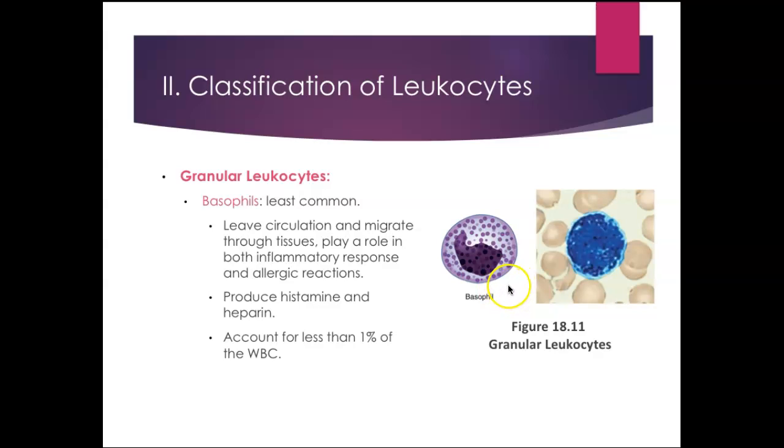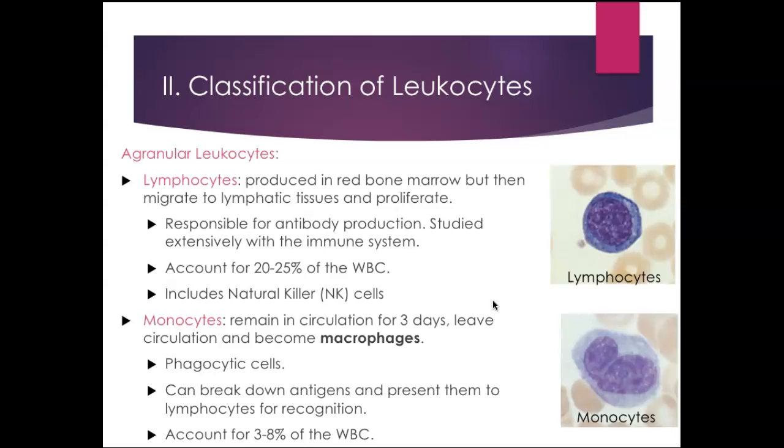These are the least common in that we have less than 1% of all of our white blood cells as basophils. Now let's move into our agranular leukocytes.